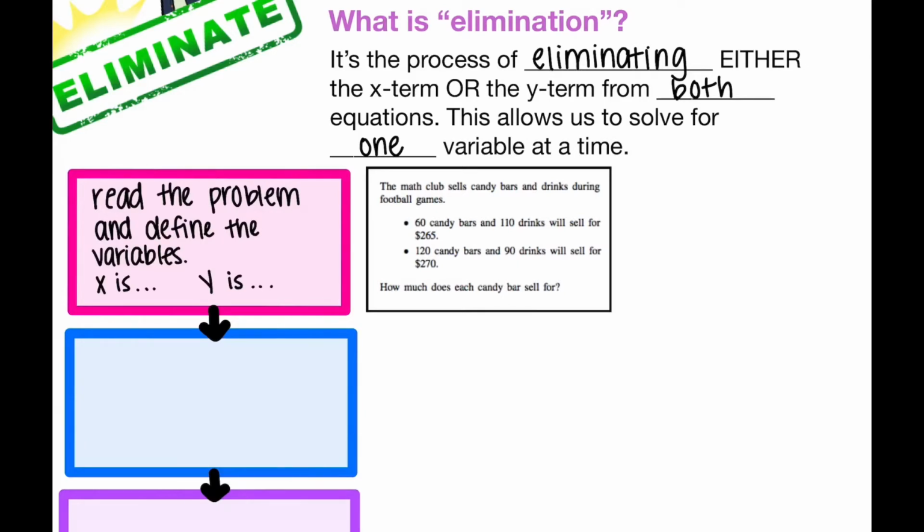If we read this problem again, let's consider what we know and what we don't know. What we do know is how many candy bars and how many drinks have been sold. What we don't know is how much a candy bar costs or how much a drink costs. We will let x be the price of one candy bar. We will let y be the price of one drink.